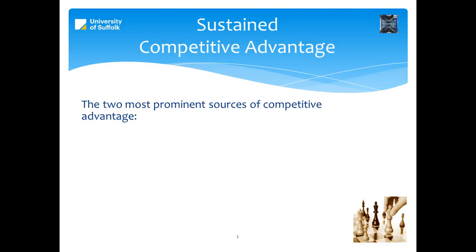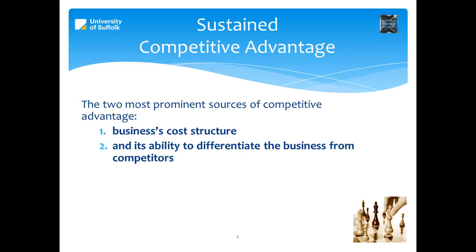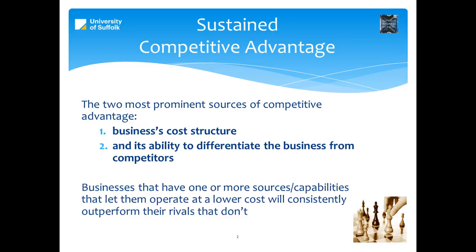Now, the two most prominent sources of competitive advantage to a business are, first of all, your cost structure, absolutely essential, and its ability to differentiate the business from its competitors. Now, businesses that have one or more sources or capabilities that actually let them operate at a lower price will consistently outperform their rivals that don't.